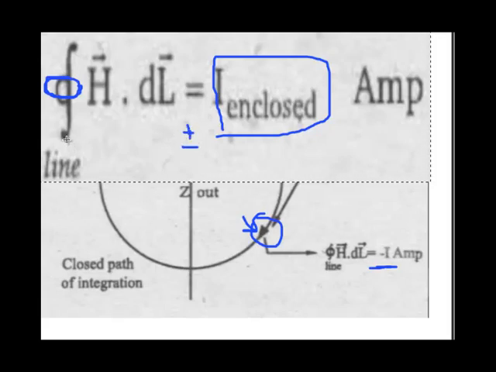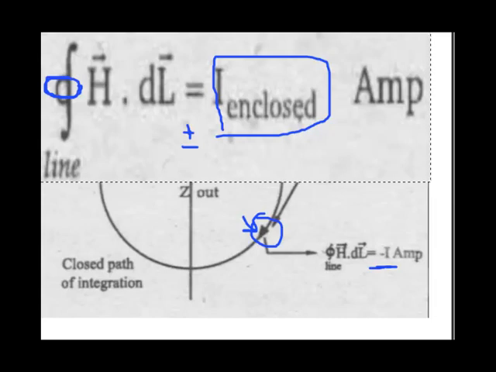So H dot dl means integrating H with respect to the differential length over a closed line integration. This circle shows a closed line integration, meaning starting at a point and ending at the same point. It gives you the complete current flowing in the current filament, and the value of this integration can be positive or negative, depending upon the direction of integration. If your direction of integration is in the direction of flux, then the answer will be positive, and if it is opposite to the direction of flux, then the answer will be negative.